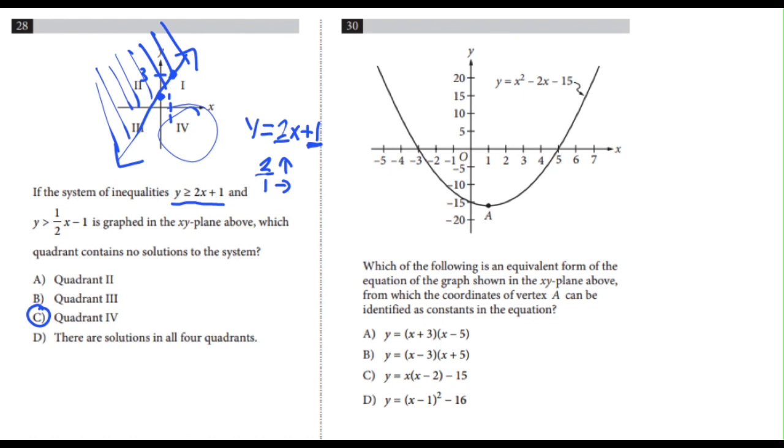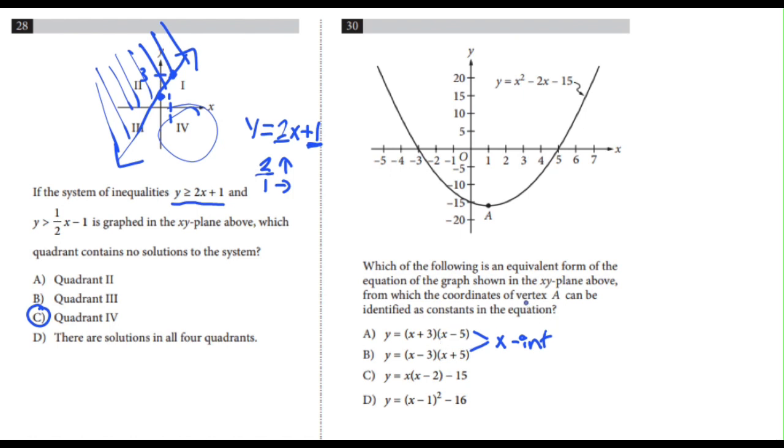Number 30. Which of the following is an equivalent form of the equation of the graph shown in the xy-plane above, from which the coordinates of vertex A can be identified as constants in the equation? So first of all, we have A and B. These two identify the x-intercepts. This tells us what the x-intercepts will be. By setting the entire equation equal to 0, we can easily identify it.